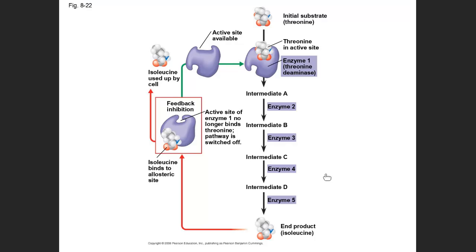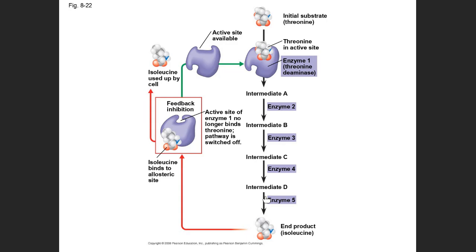So here we see an example, a multi-enzyme metabolic pathway to make an end product. If the cell makes too much of this end product, it can feed back to an enzyme, usually very early in the pathway, bind to the allosteric site and change the shape. That way the enzyme early in the pathway gets turned off. And so there's nothing for the other enzymes to do. So they just hang around and wait.